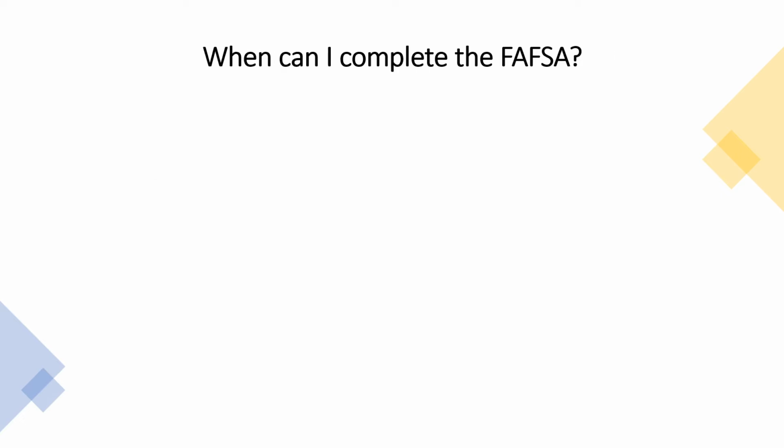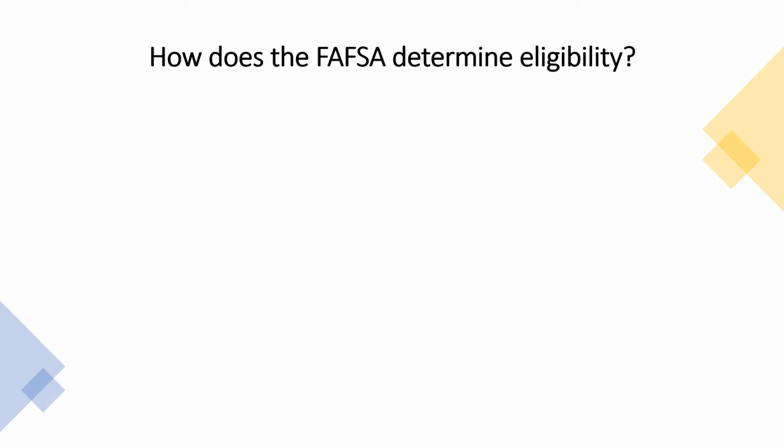When can I complete the FAFSA? The FAFSA opens every year on October 1st. We encourage students to complete this as soon as they can because some grants are awarded on a first-come, first-served basis. So you want to be first in line for those grants. Once October 1st comes around, you can apply. You can apply anytime after that as well. However, it does take some time for your aid to be processed and packaged.